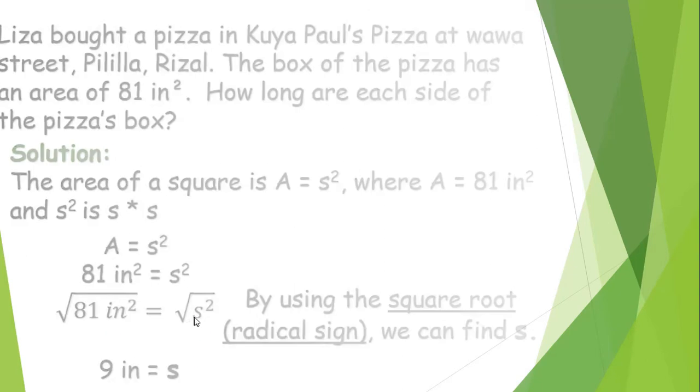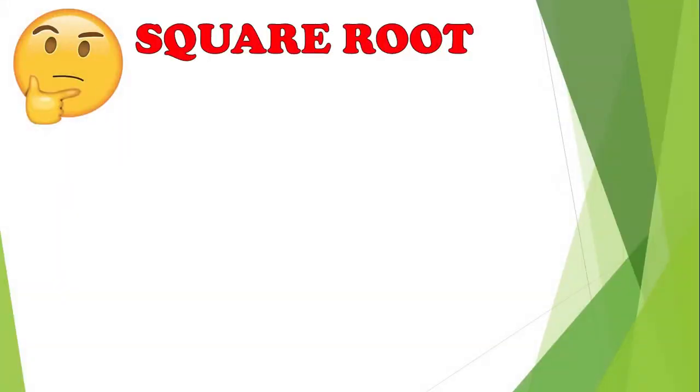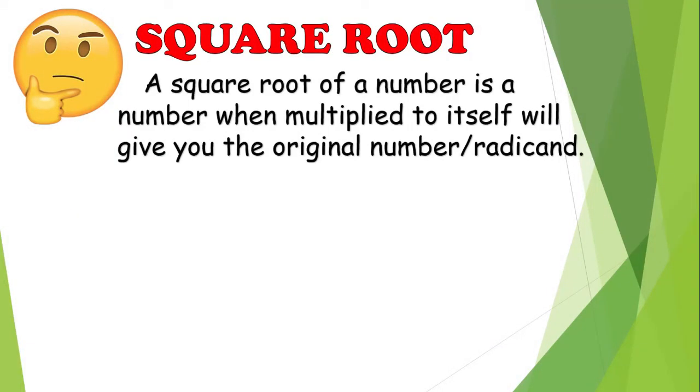Okay, so that's it for our introduction. Let's proceed to our main topic, which is about square root. So ano nga ba yung square root? A square root of a number is a number that, when multiplied by itself, will give you the original number, or the radicand. For example, we have the square root of 16.